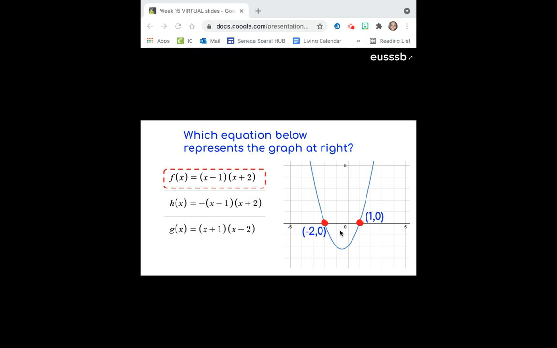So our first x-intercept is at +1 there on the right-hand side. So that's going to flip when we write the equation to x minus 1 in the factor. And then at -2, 0, that's going to flip to x plus 2 when we write the equation. Are there any questions about that one?